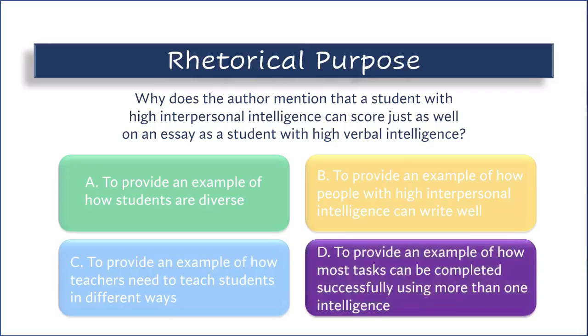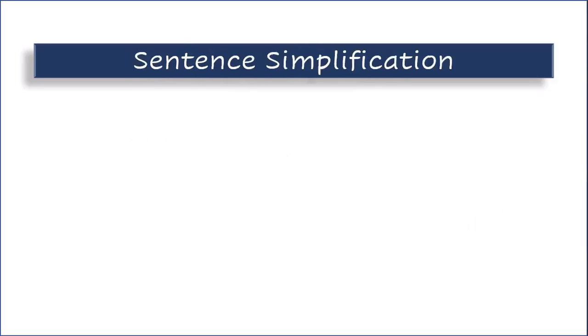The paragraph states, "Since most tasks, including most tasks in classrooms, require several forms of intelligence and can be completed in more than one way, it is possible for people with various profiles of talents to succeed on a task equally well." The example of the student with high interpersonal intelligence illustrates this.